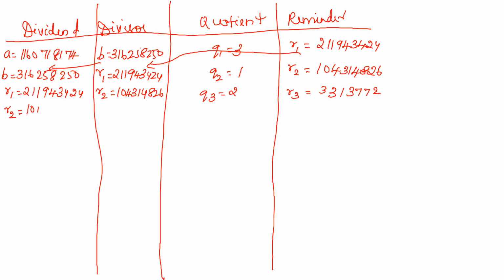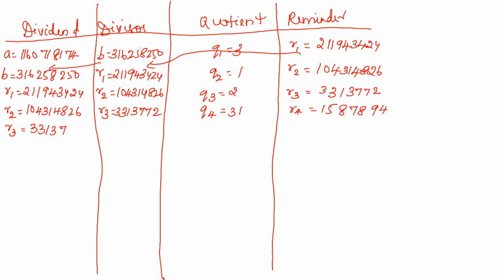Okay, now what will be your next dividend? R2 will be equal to 104314826. Here R3 will be equal to 3313772. Your next quotient Q4 will be equal to 31, and R4 will be equal to 158789. Now remainder R3 will become the dividend. Dividend R3 will be equal to 3313772. Next divisor will become R4, 158789, right?